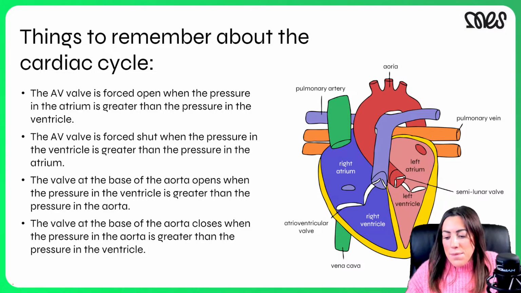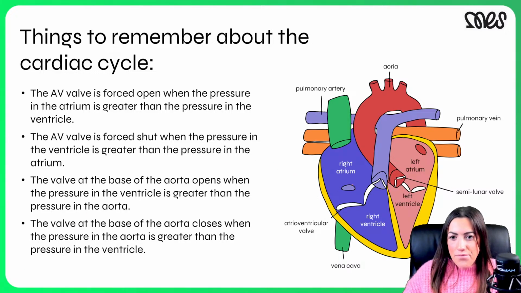So more little tips. These are my tips to link pressure and valves. I'm going to do it on the diagram as well, just to help you understand. So if the pressure is higher in the right atrium than the right ventricle, the pressure is going to force the AV valve open.